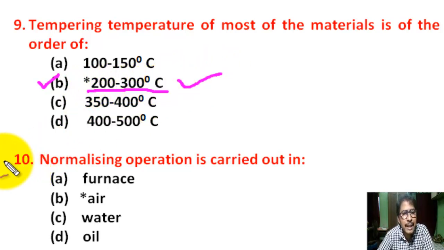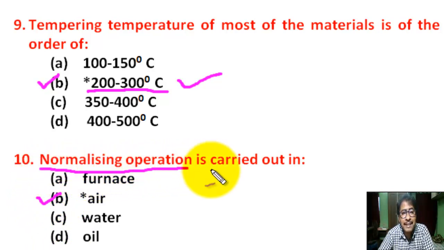Okay. Question number 10. Normalizing operation is carried out in, there are four options. Correct answer is B. Normalizing operation is carried out in air. Okay.